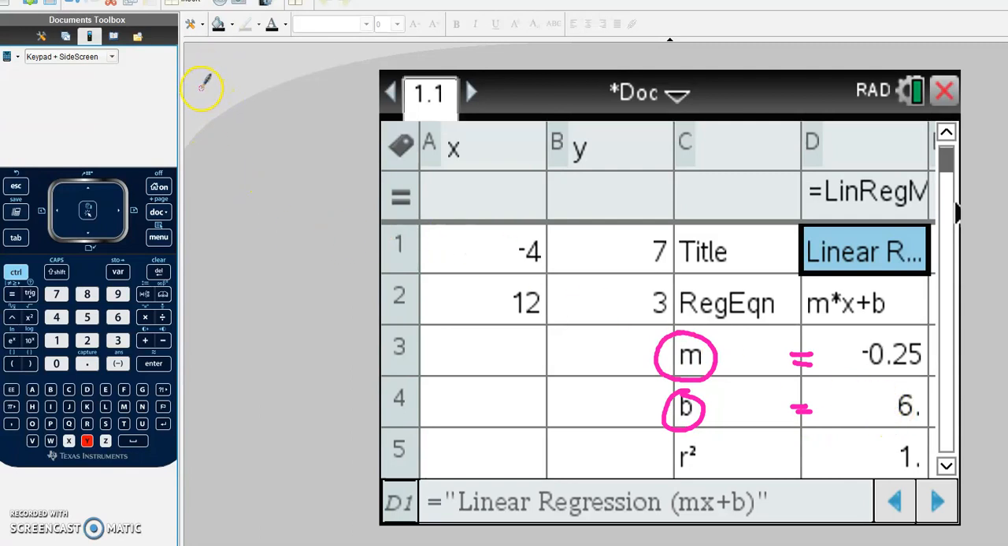So if I were to write my equation, it would say y equals a -0.25x plus 6. Or if we wanted to change the -0.25 to a fraction, we could have a -1/4x plus 6. So either one of those would be perfectly fine for the answer to number 3.